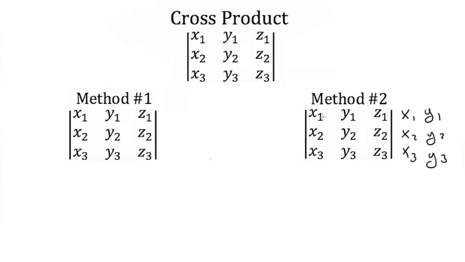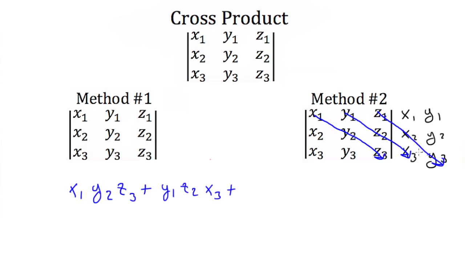Then, starting at x1, draw a diagonal line until you hit the bottom of your matrix and multiply all three of those numbers together. So x1, y2, z3. Add that to another diagonal of numbers being multiplied together. So y1, z2, x3. Then add that to the next diagonal, z1, x2, y3.